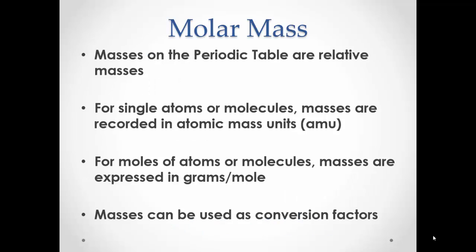So some things to keep in mind about molar mass. The masses on the periodic table are relative masses. That just means that the mass is compared to a standard atom of carbon. For single atoms or molecules, masses are recorded in atomic mass units. This is a very tiny unit representing a very tiny fraction of a gram. For moles of atoms or molecules, masses are expressed in grams per mole. And molar masses can be used as conversion factors between grams and moles.